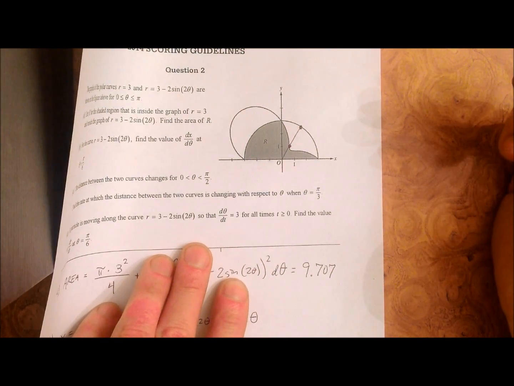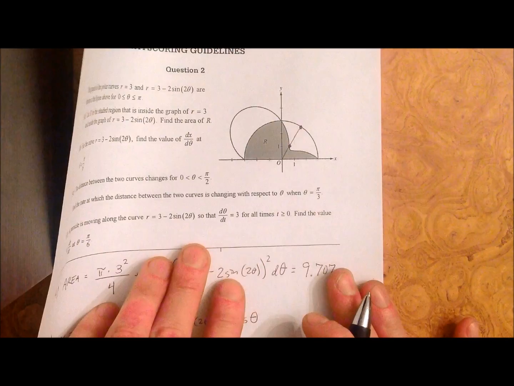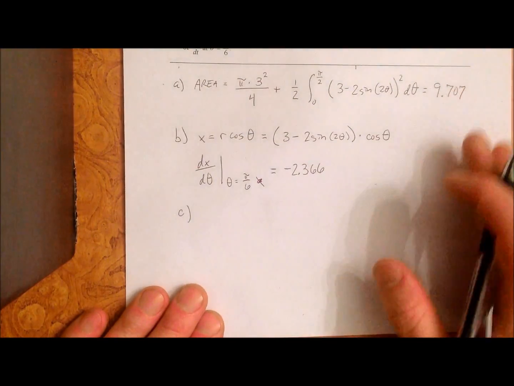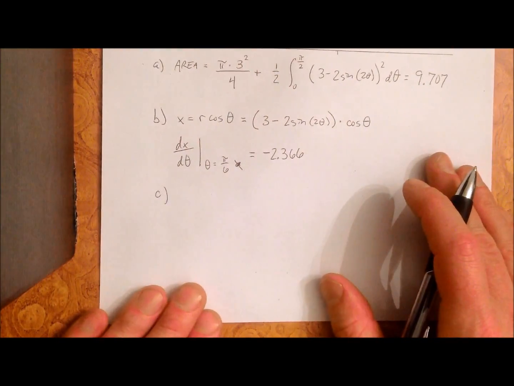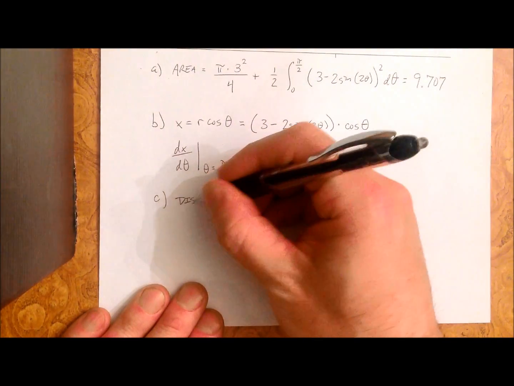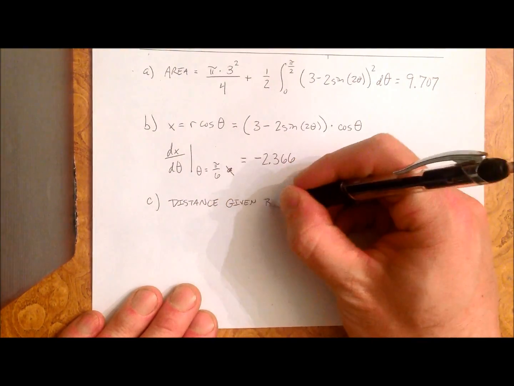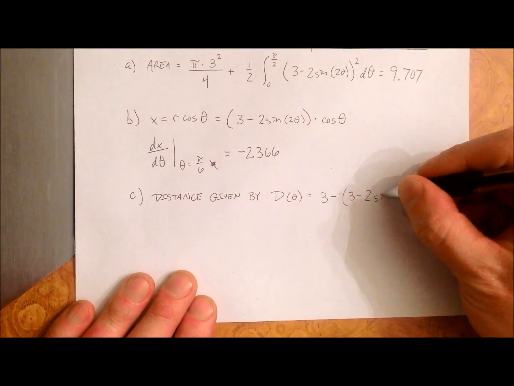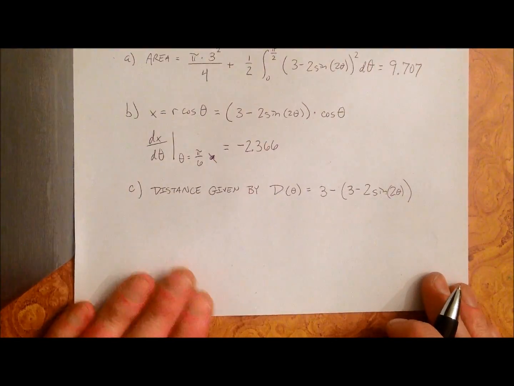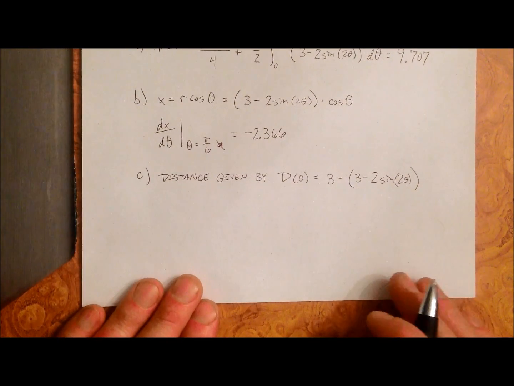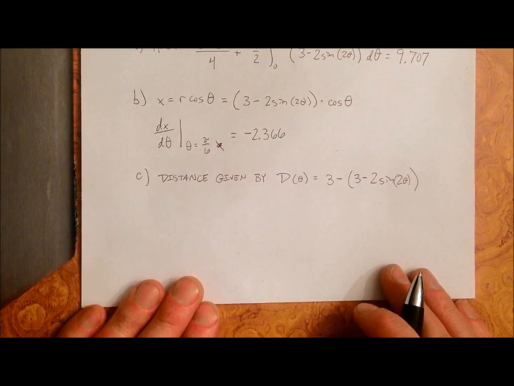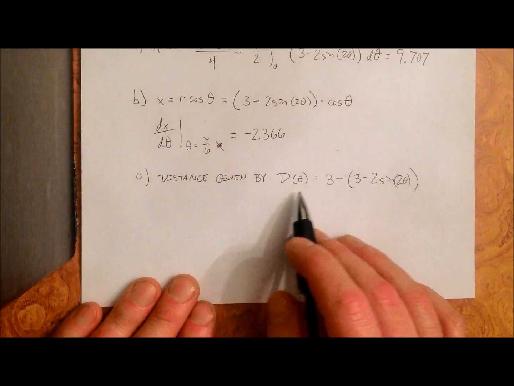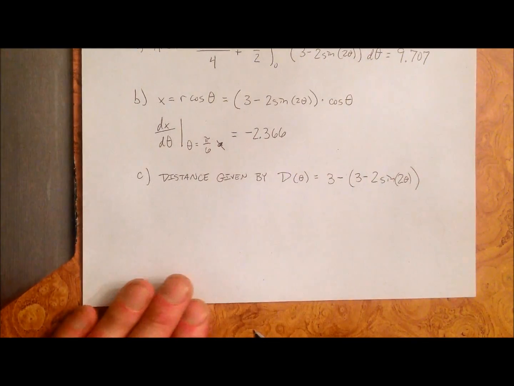So the upshot is you just subtract in order to find the distance. So an expression for the distance between the two curves is just given by the difference in the two. I hope that makes some sense. And then they say find the rate at which the distance between the two curves is changing. So you just take the derivative of this function that you've invented.